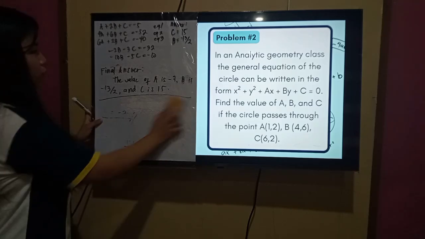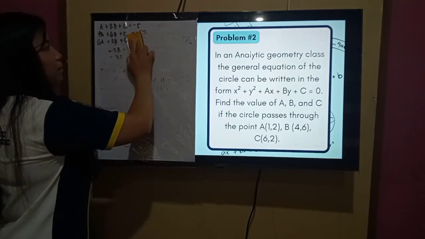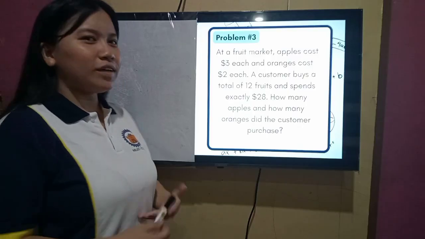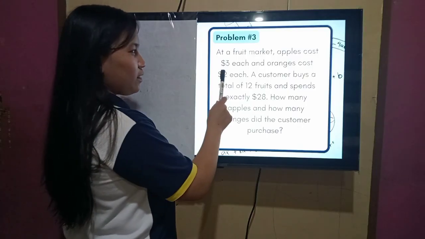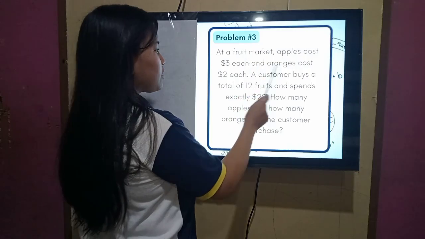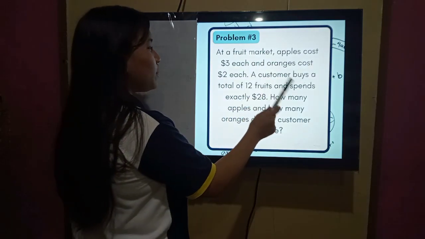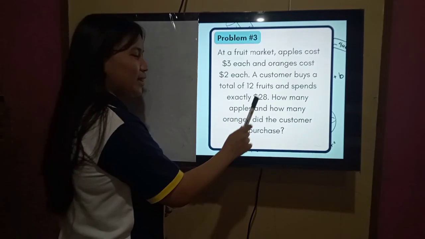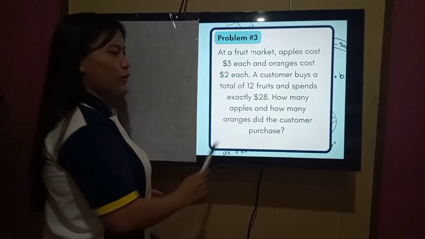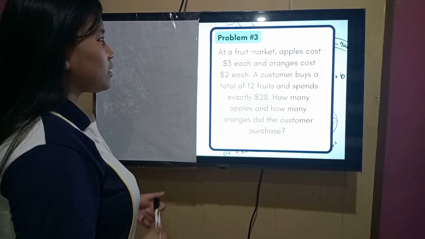So, now let's move to problem number 3. So, first, let's read and analyze the problem. At the fruit market, apple costs $3 each and oranges cost $2. A customer buys a total of 12 fruits and spent exactly $28. How many apples and how many oranges did the customer purchase?